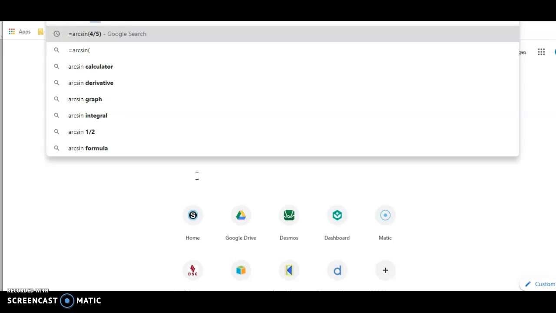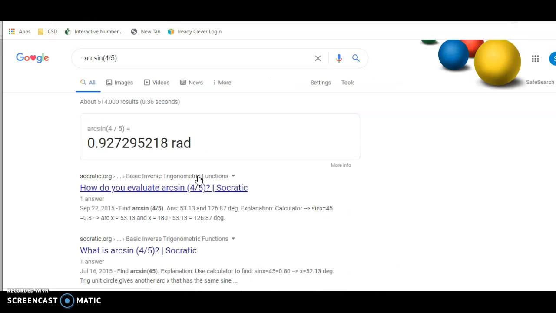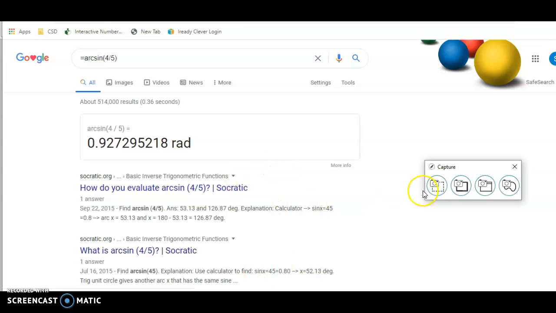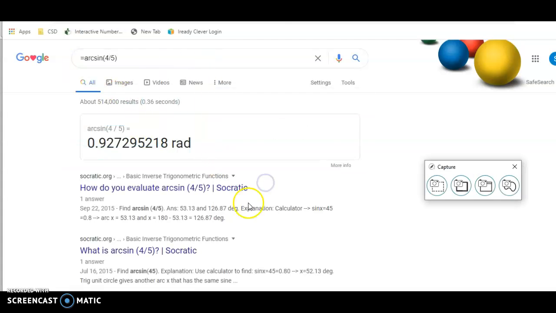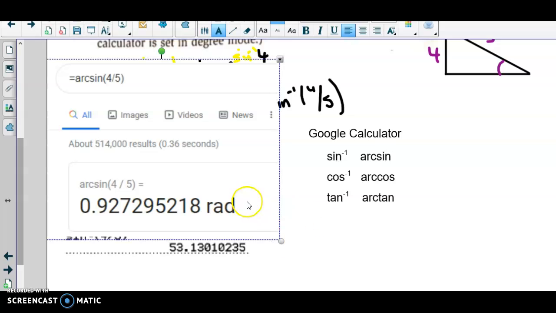Oh, arcsine 4/5, like that, okay? And we get this as our answer. So let me just take a little screenshot of this. Arcsine of 4/5. That's what we type in. Now we'll recognize that our answer is not the same as what we just got.